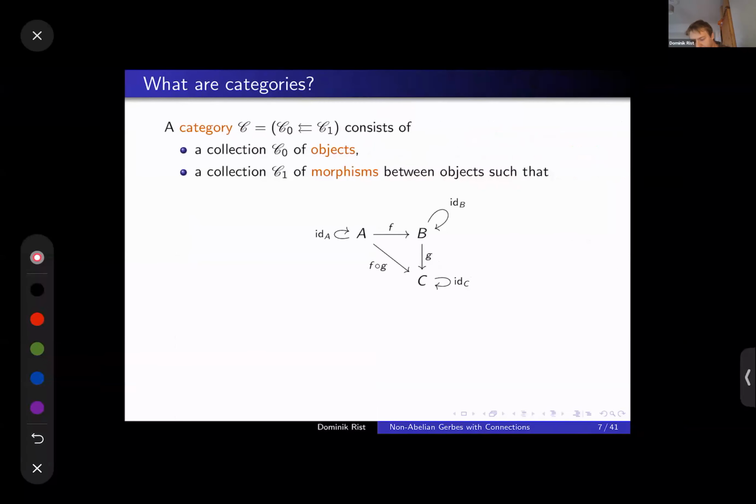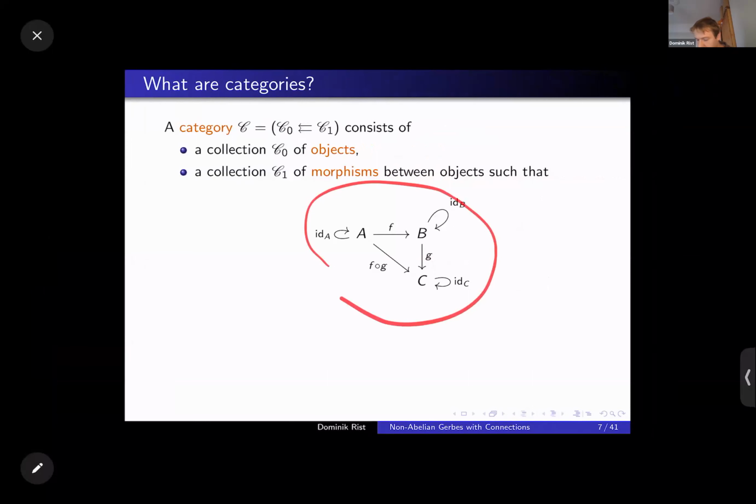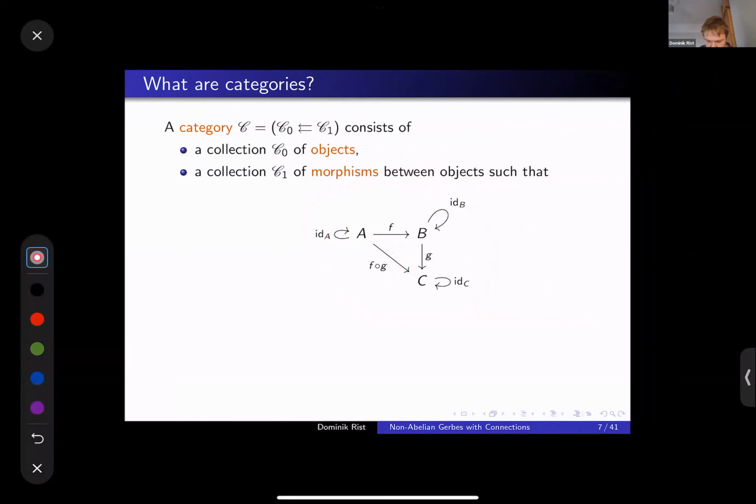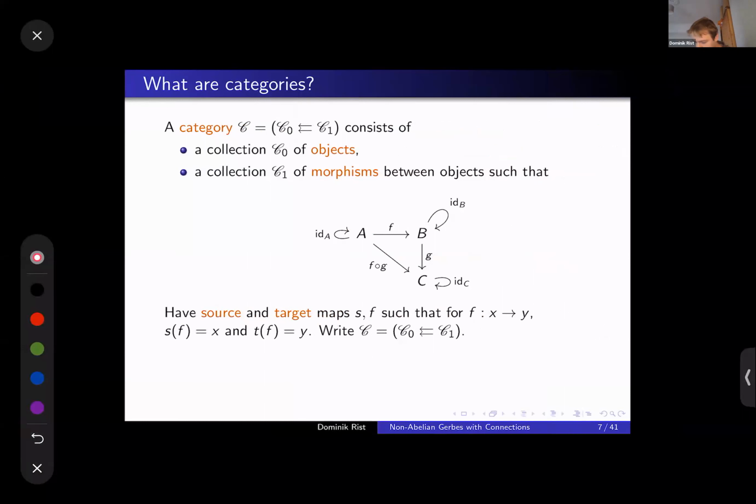So let's recall what categories are. A category is just a collection of objects and collections of arrows, or morphisms, between these objects. In particular, you can imagine a picture like this. A, B, and C are my objects. We have the identity morphisms, which are these arrows. And we also have arrows between different objects that we can compose. The composition is a functor. Not all maps, of course, can be composed. Only those for which the target of one agrees with the source of the other, right? Then I can compose two maps.